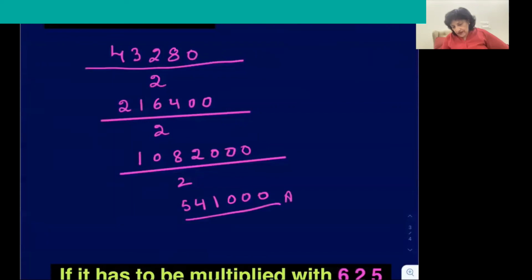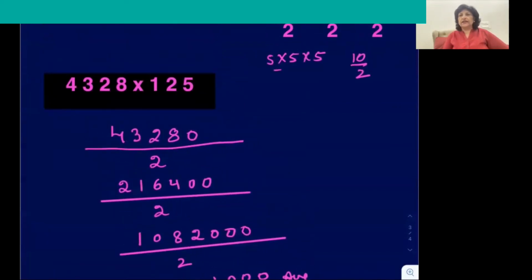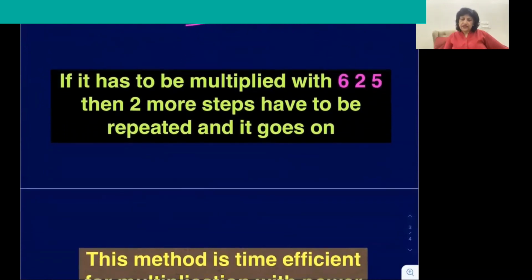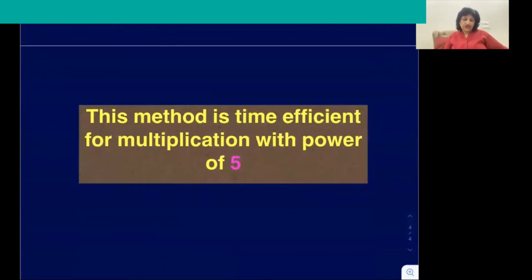This is our answer. You can even join 3 zeros at the end of the number and then divide the number by 8 if you find that easier. Now, if it has to be multiplied with 625, then 2 more steps have to be repeated and it goes on like that for the powers of 5. Now, this method is a time-efficient method for multiplication with power of 5.